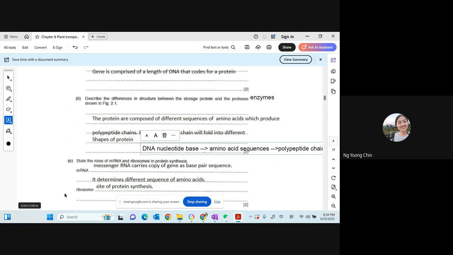Then they will form different protein structures, or we call it different protein shapes. These different protein structures will have different protein functions. So please remember that when we talk about proteins, it is very important to talk about the structure, because the structure of proteins will determine their functions.